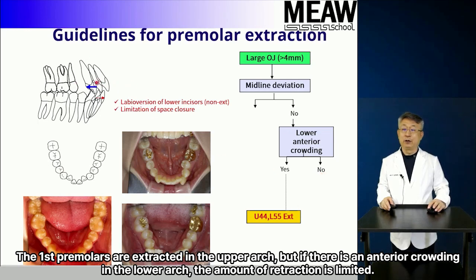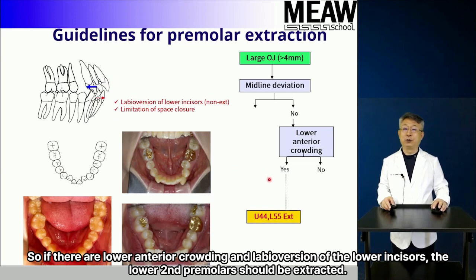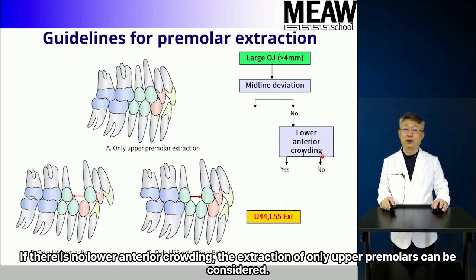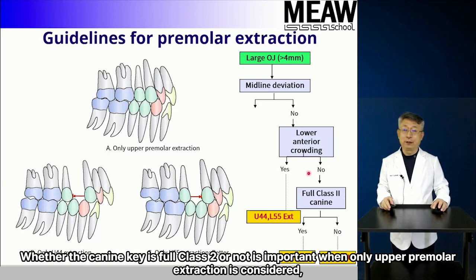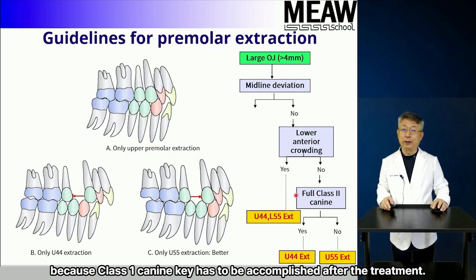But if there is an anterior crowding in the lower arch, the amount of retraction is limited. So if there are lower anterior crowding and labioversion of the lower incisors, the lower second premolars should be extracted. If there is no lower anterior crowding, the extraction of only upper premolars can be considered. Whether the canine K is full Class 2 or not is important when only upper premolar extraction is considered, because Class 1 canine K has to be accomplished after the treatment.